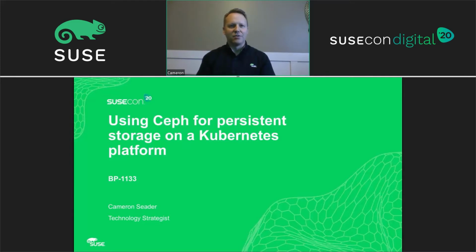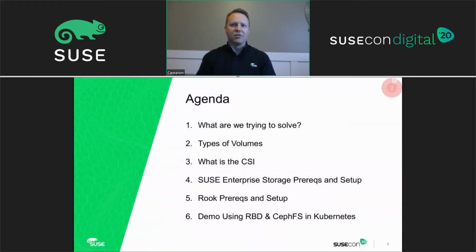And today I'm here with you, going to share with you some information about using Ceph storage for persistent storage on a Kubernetes platform. And we're going to talk about what we're trying to solve, some types of volumes, and what the CSI is. We're going to talk about SUSE Enterprise Storage, some of the prerequisites and setup of the storage, and then also dig into Rook and its prerequisites and the setup of Rook. And then afterwards, we'll go through a demonstration using the RBD and CephFS drivers in Kubernetes.